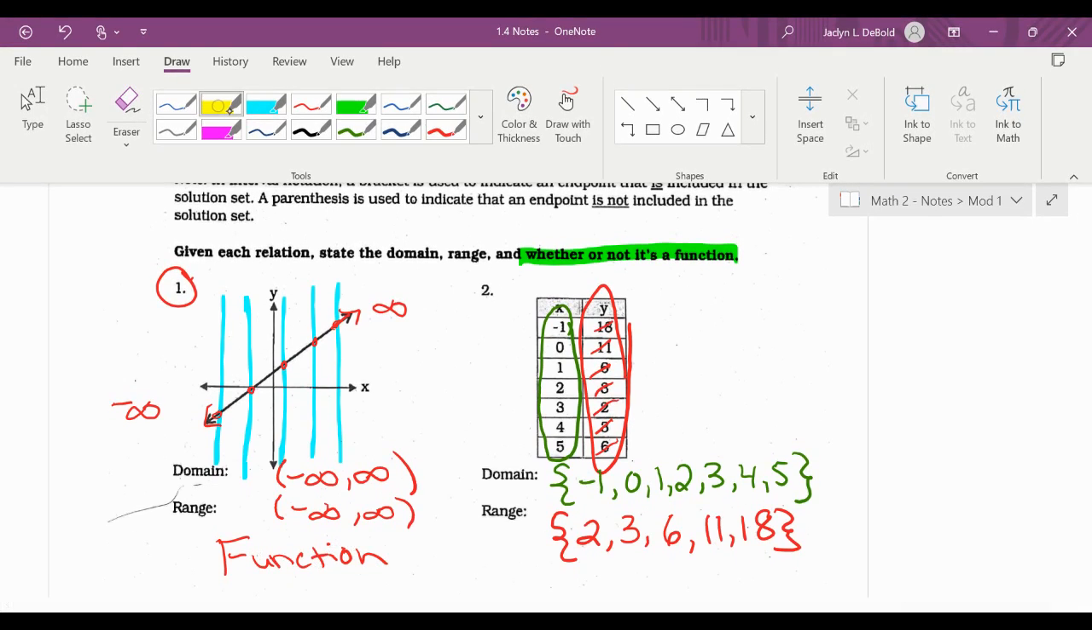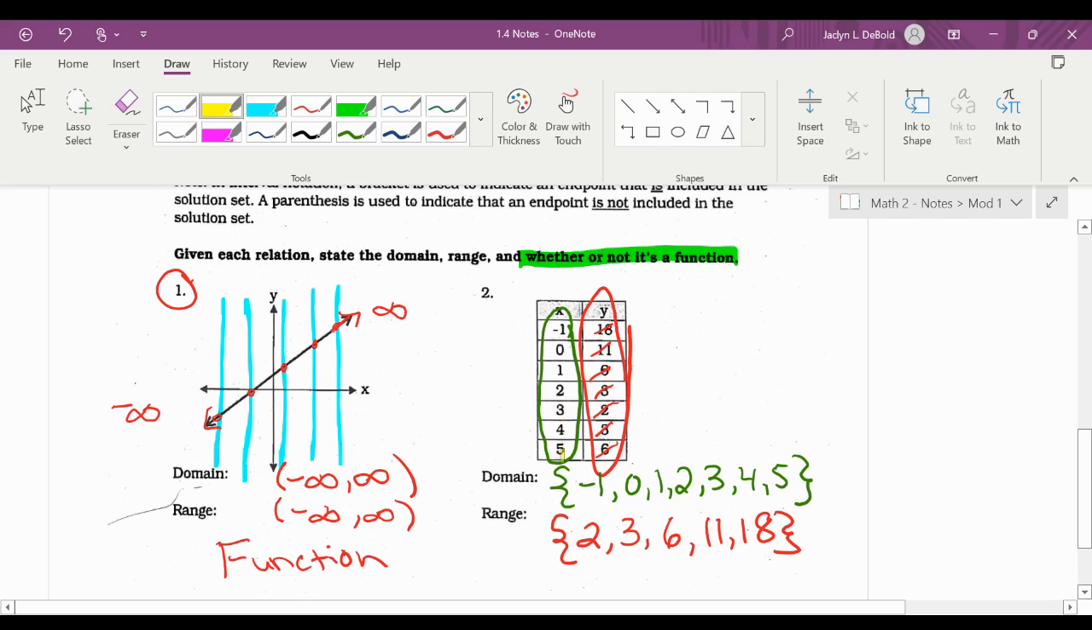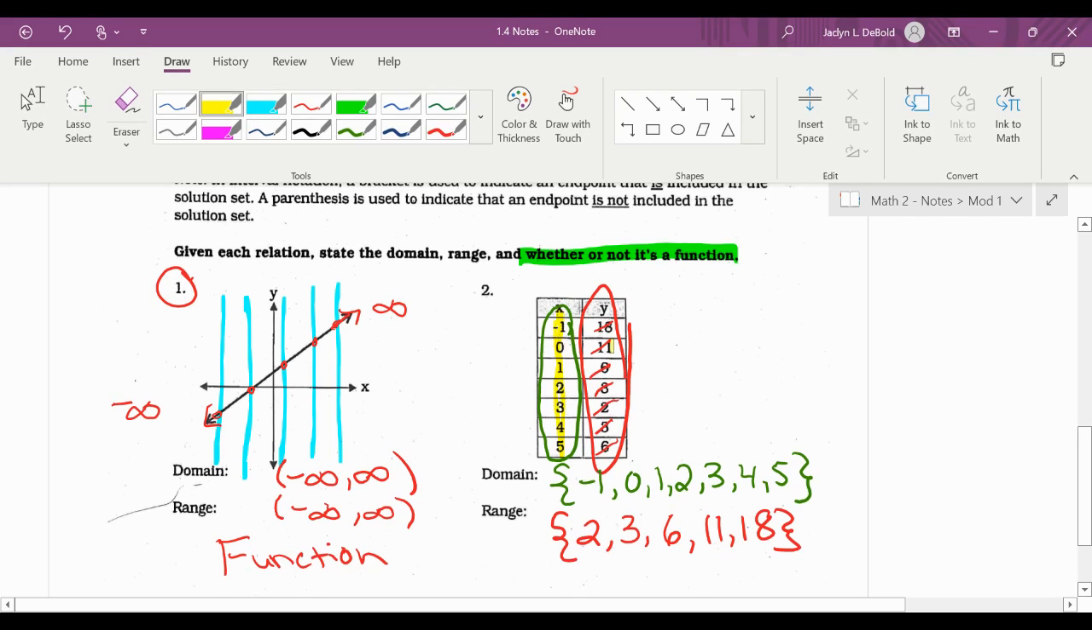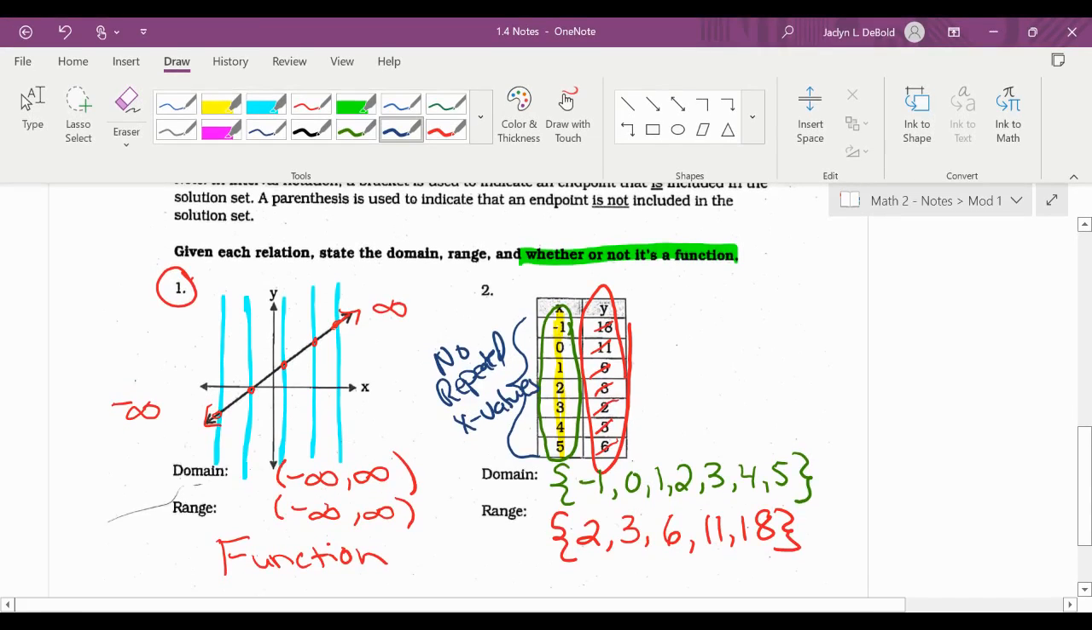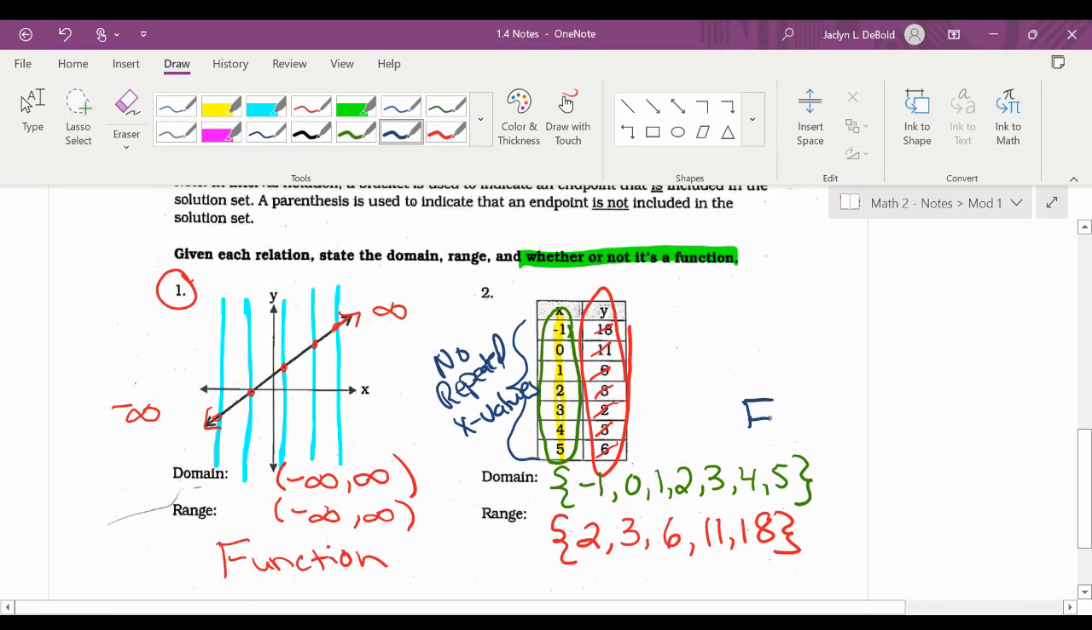And the same idea follows for a table. For every one x value, it should only have one y value. So what we really look for in a table is that we have no repeated x values. And this one doesn't have any repeat values, so this one also is a function.